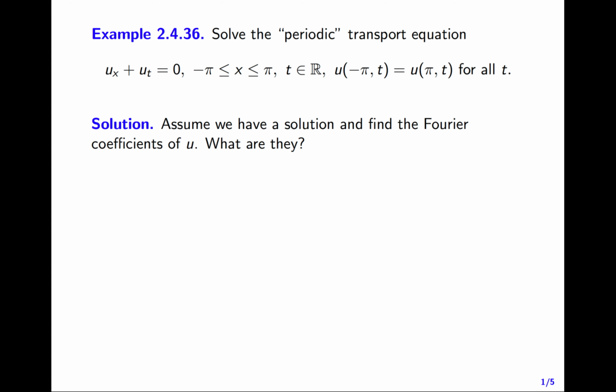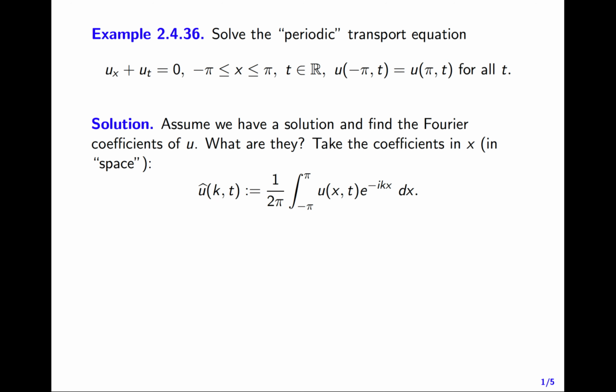So what are these Fourier coefficients of u? Well, u now depends on two variables, x and t. How should we evaluate the Fourier coefficients? We'll take the coefficients in the x variable. This is the space variable. I mean, t is time, so x probably should be space, and so often I will call x the space or spatial variable. And so we find u hat of k, t is 1 over 2 pi, integral from minus pi to pi of u(x, t) e^(-ikx) dx.